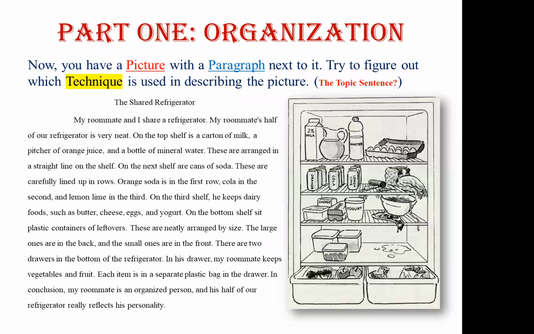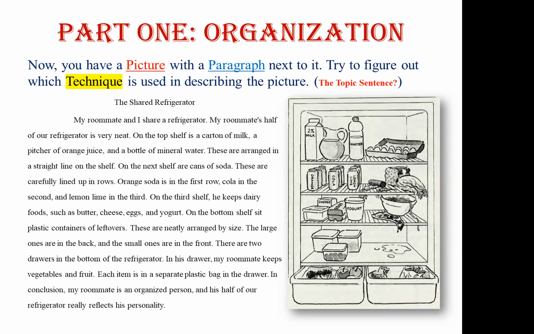Okay, right now we have a picture, which is on the right with a paragraph next to it. This paragraph describes the picture. We will try to figure out which technique is used in describing the picture. And we also will see the topic sentence, where is it located? So in the paragraph, the shared refrigerator, okay, my roommate and I share a refrigerator. Let's start to focus on the sentences and see what kind of technique or direction or space order is used here in this paragraph.